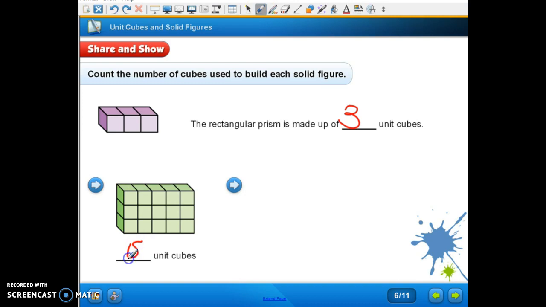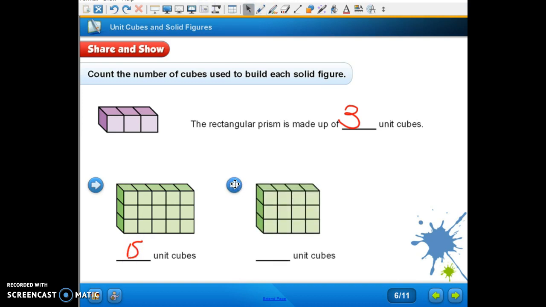What number is that one? 2. Okay, let's see which one this is. This is number 3. We can count them or we can count down the side and know that there's a 3 and across the top is 4. So this one has 12.